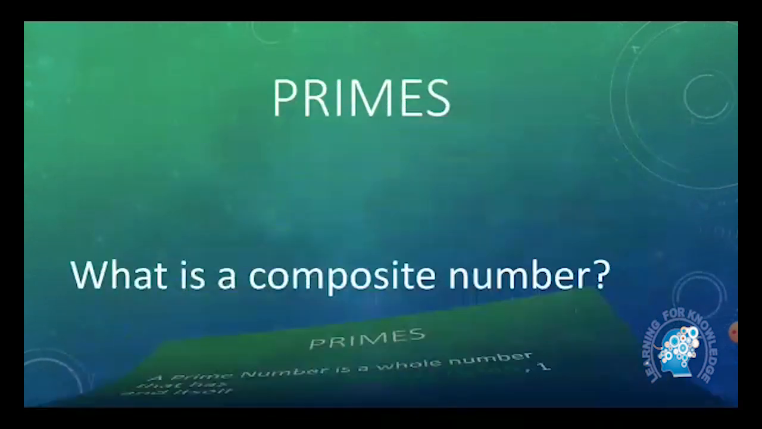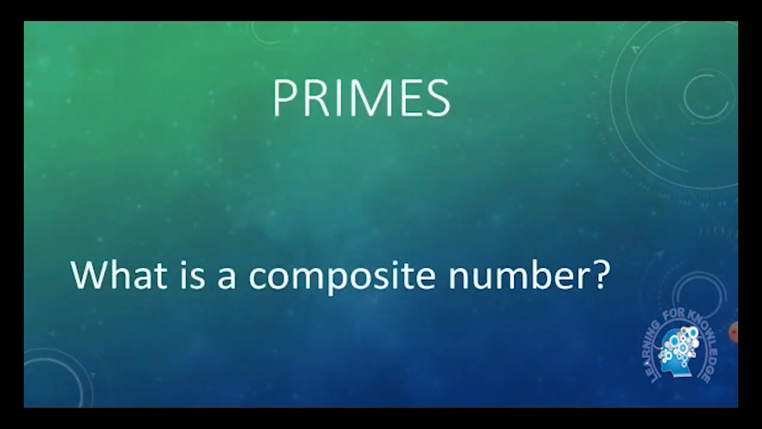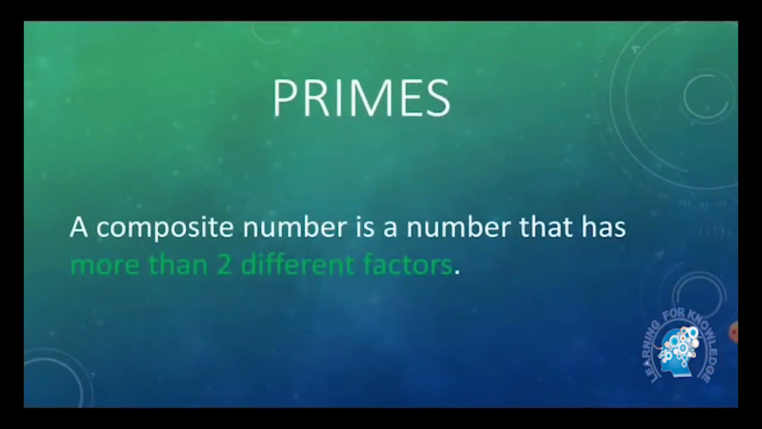Okay, now what is a composite number? A composite number is a number that has more than two different factors. Example, take 9. 9 has more than two factors. For example, 9 has the factors 3, 1 and 9 itself. So, as there are more than 2, it will be considered a composite number.